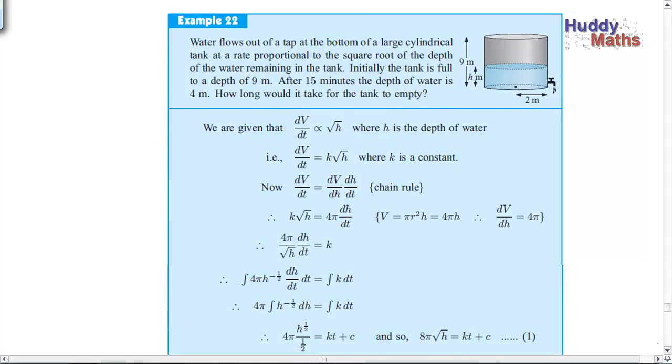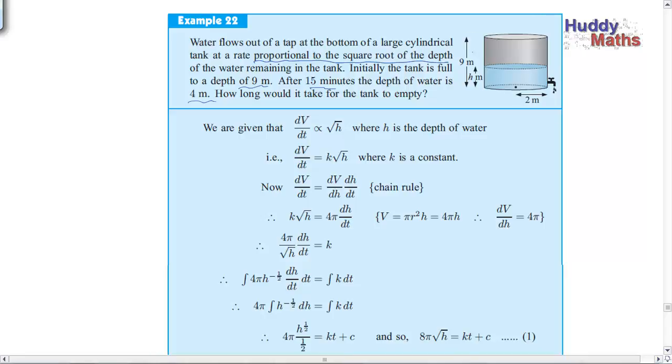All right, water flows out of a tap at the bottom of a large cylindrical tank at a rate, here it is, proportional to the square root of the depth of the water remaining in the tank. So this model's been done. Initially the tank is full to a depth of 9. After 15 minutes the depth is 4. So we're going to have some stuff here through which we can evaluate constants. How long will it take for the tank to empty?